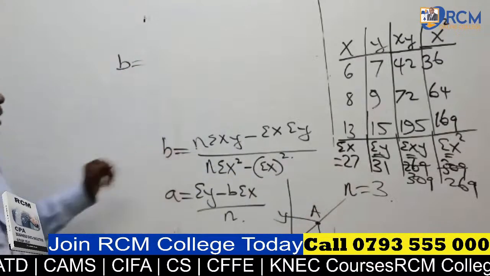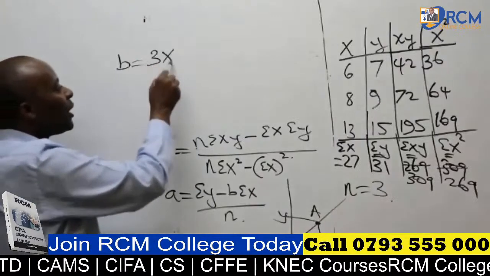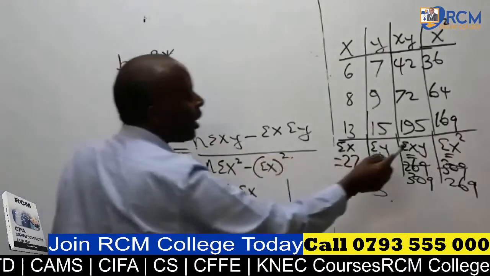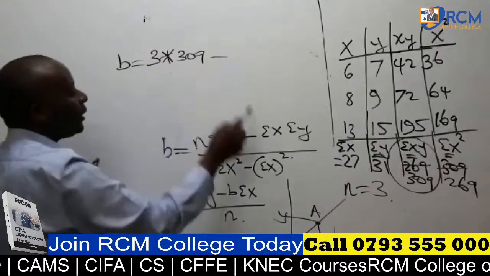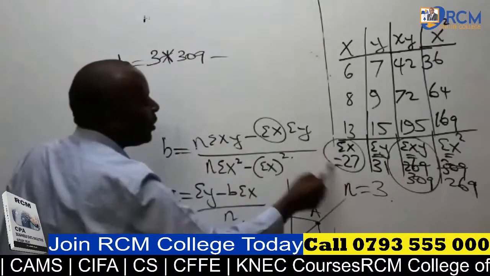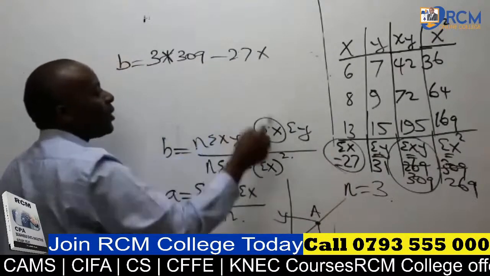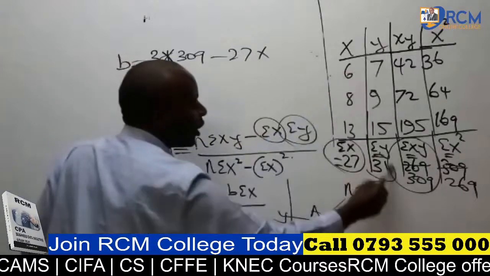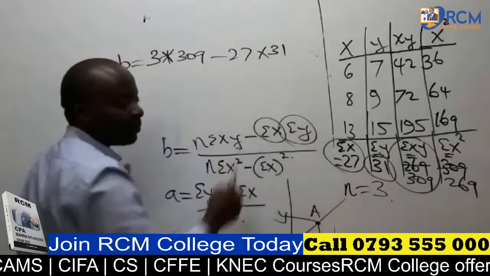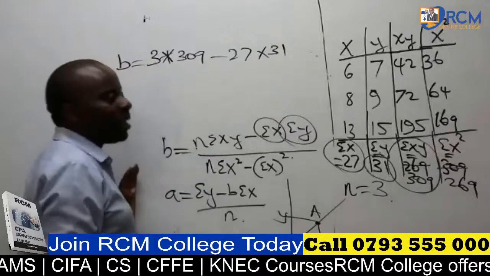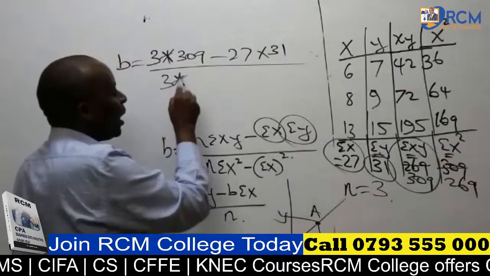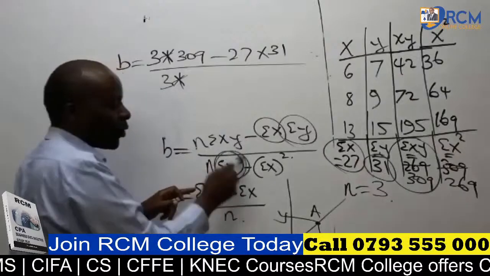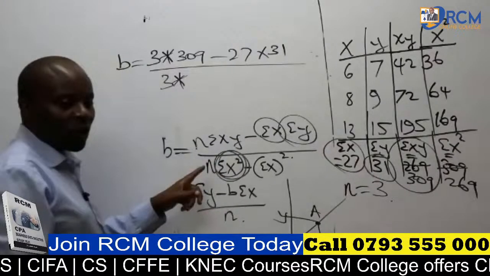So N is 3. So 3 times summation of xy, which is 309, minus summation of x, which is 27, times summation of y. Summation of y, ladies and gentlemen, is 31. All over n again, which is 3 times. So this is quite confusing. This confuses so many students.